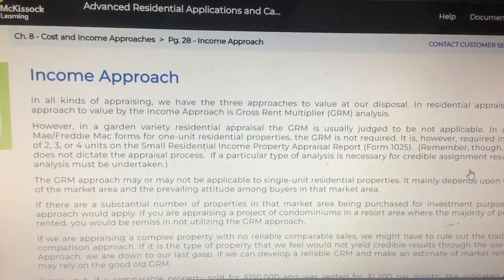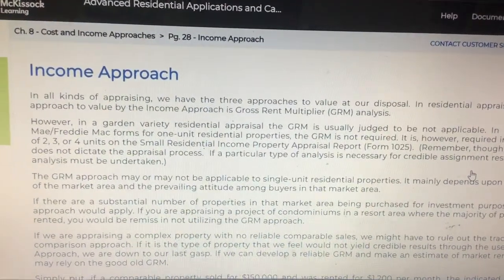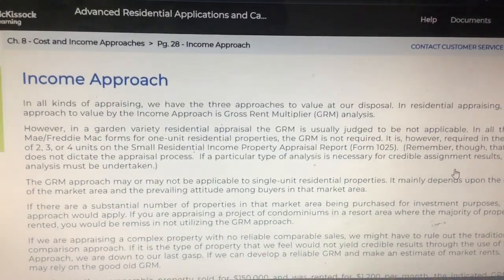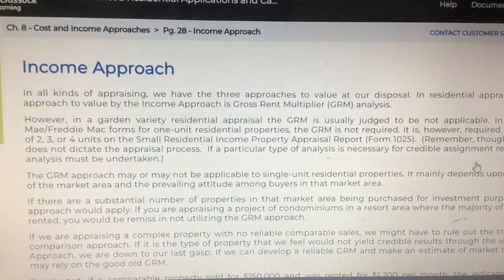Advanced Residential Applications and Case Studies. Chapter 8, Cost and Income Approaches. Page 28, Income Approach.